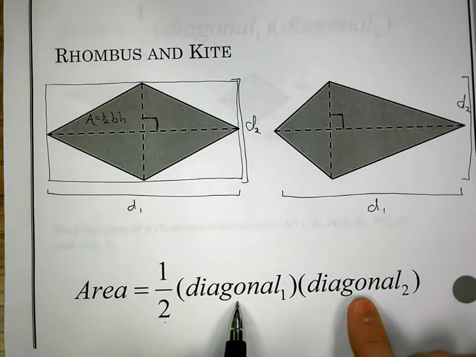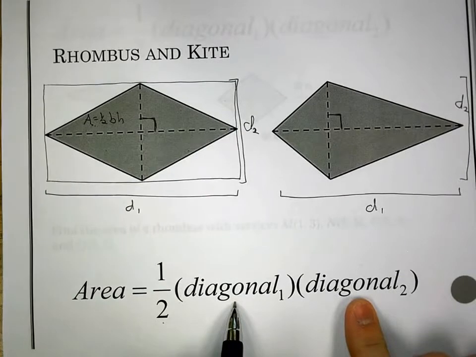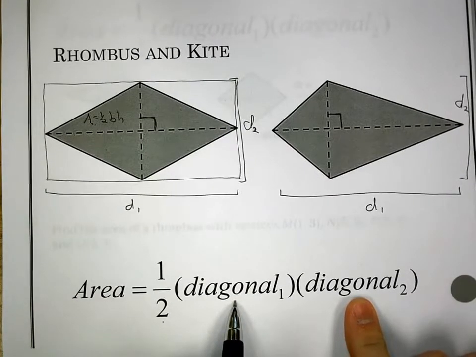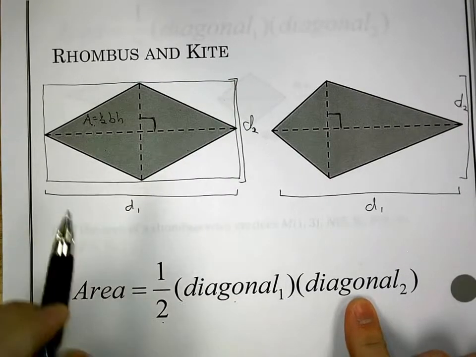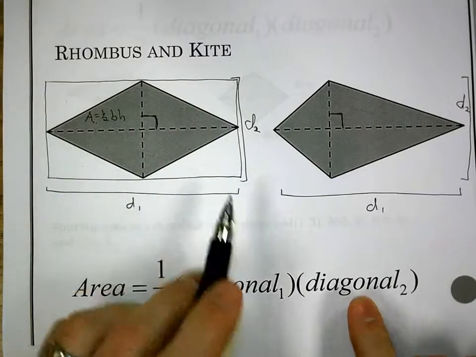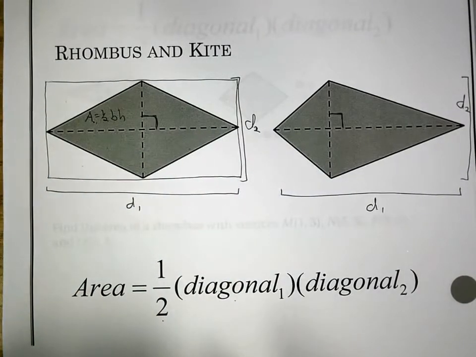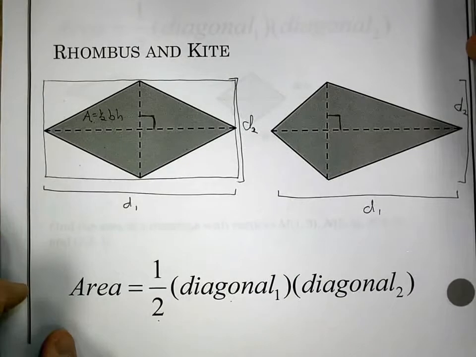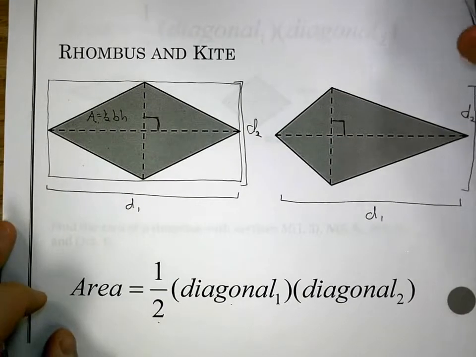If we strictly multiply diagonal 1 times diagonal 2, then we would have a rectangle. We don't want the rectangle. We can't count this empty space here. We have to take half of it. So 1/2 diagonal 1 times diagonal 2 will be our formula. Let's look at a couple examples of it.